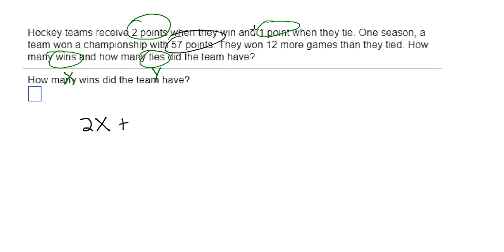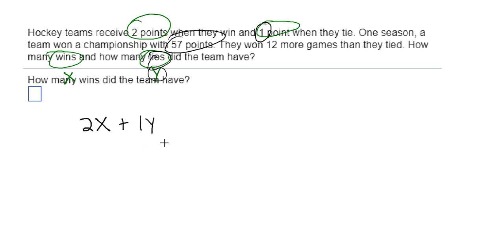Plus, they get 1 point for every tie. So we're going to take 1 times the number of ties they had. So 1 point for every tie. And you don't really need to write the 1 here mathematically, but I just want to emphasize we're taking 1 point times the number of ties they had, which we're calling y.